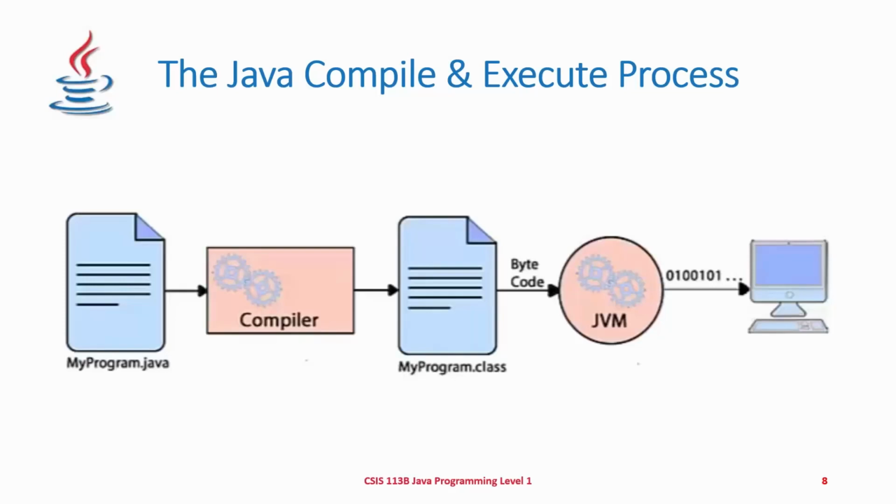So let's take a look at the whole process here. We're going to write this Java program. We're going to get a source code editor. We're going to type out some code. And then that code needs to be compiled into what is known as bytecode.